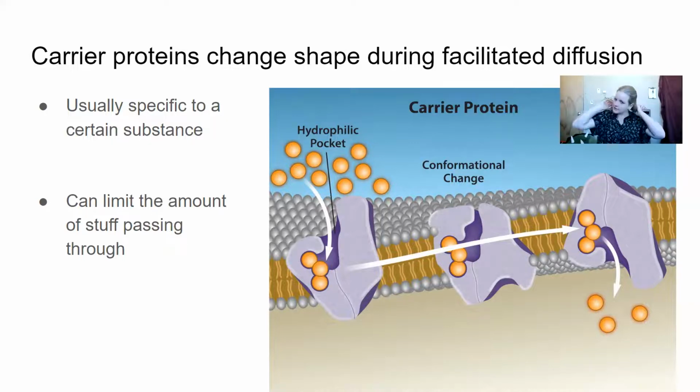So that's the same analogy that I want to use here. Increasing the amount of ions is not going to increase the rate of diffusion like we see in normal passive diffusion, but because they're dependent on these carrier proteins, increasing is not going to necessarily make diffusion happen faster.